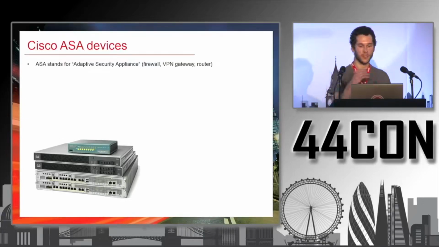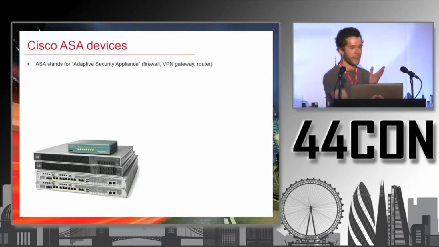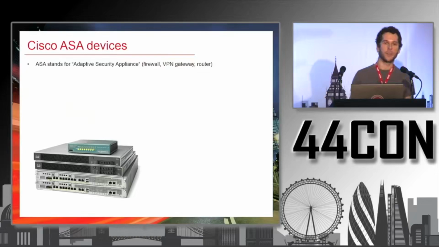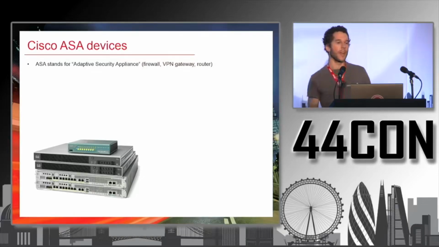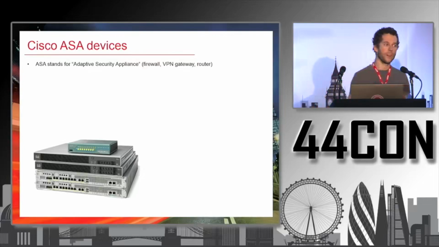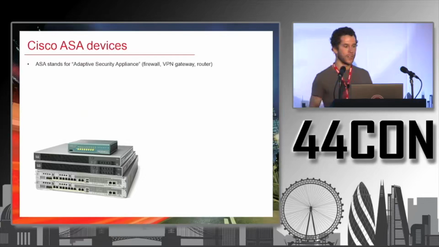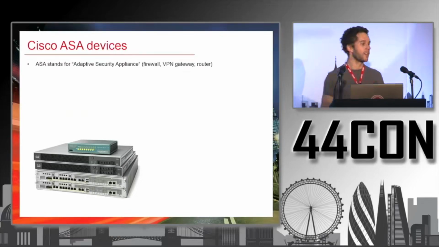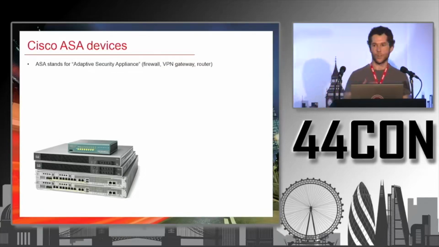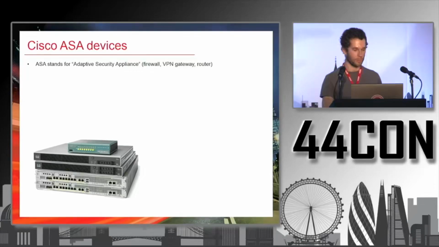But for those that don't know what an ASA is, it's basically the devices you have here. ASA stands for Adaptive Security Appliance. It's basically a firewall, a router, a VPN gateway. And most probably you have one in your company network. We have plenty in ours. They are used to establish a VPN and to access the internal network. If you use AnyConnect, that's what you're connecting to, an ASA firewall.